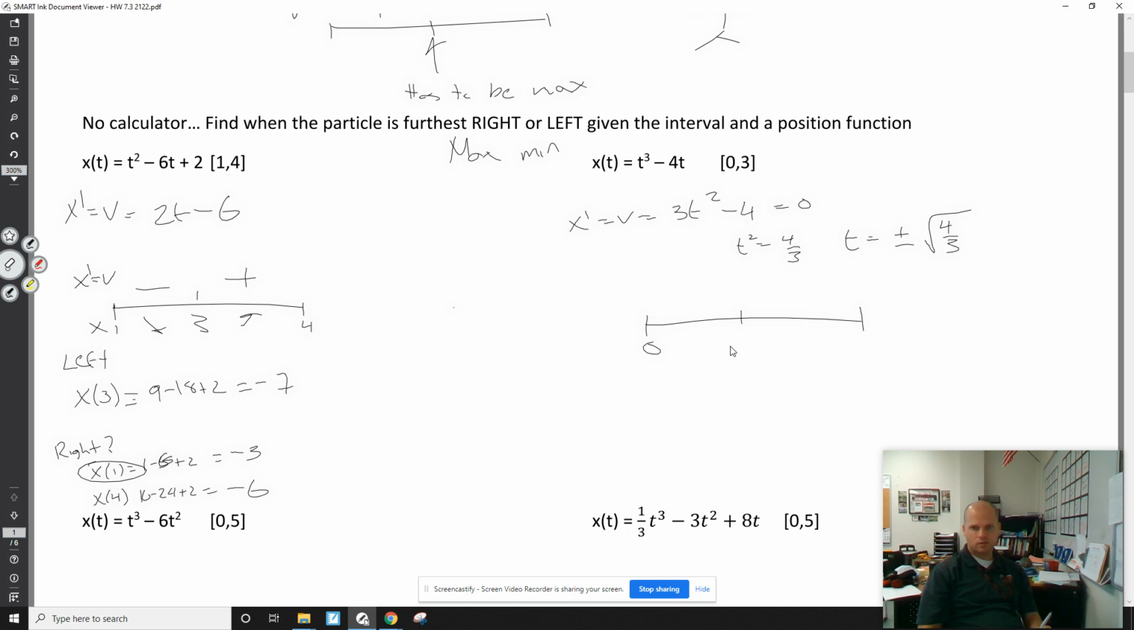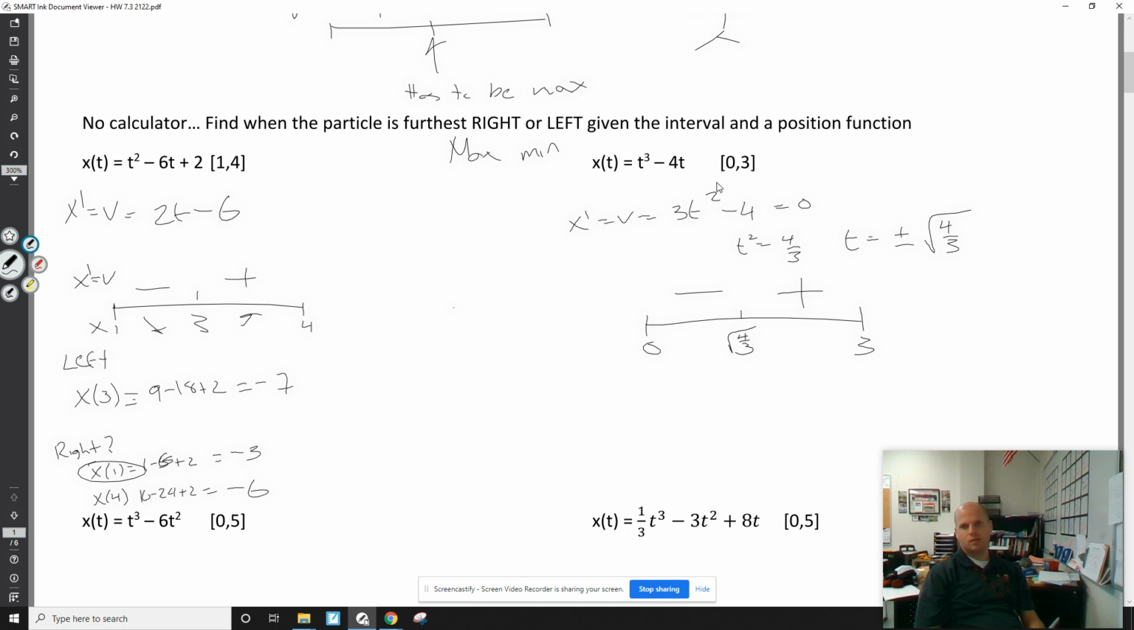Sign check. I don't know, plug in like 0.0001. 3 times that is going to be very small. Subtract 4, it's going to be negative. Are you going to change signs? Yeah, you'll change signs. Plug in 2.999, something close to 3.